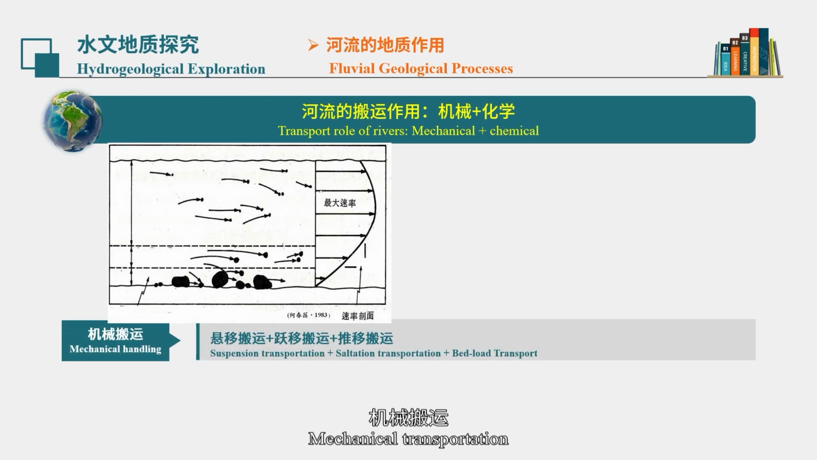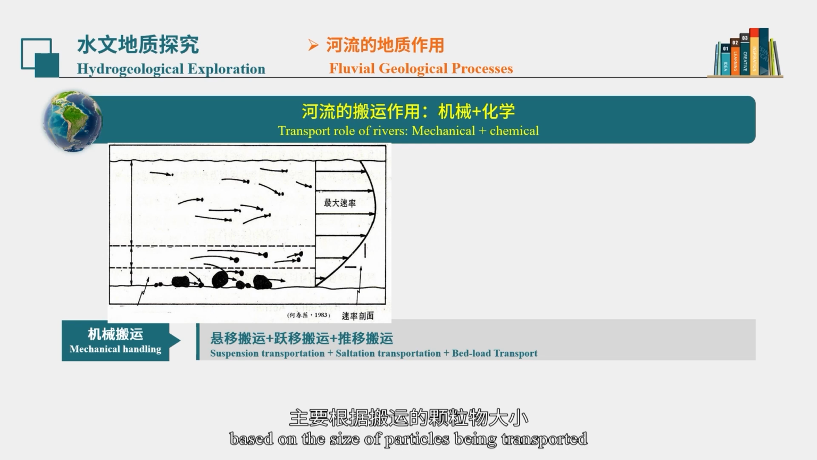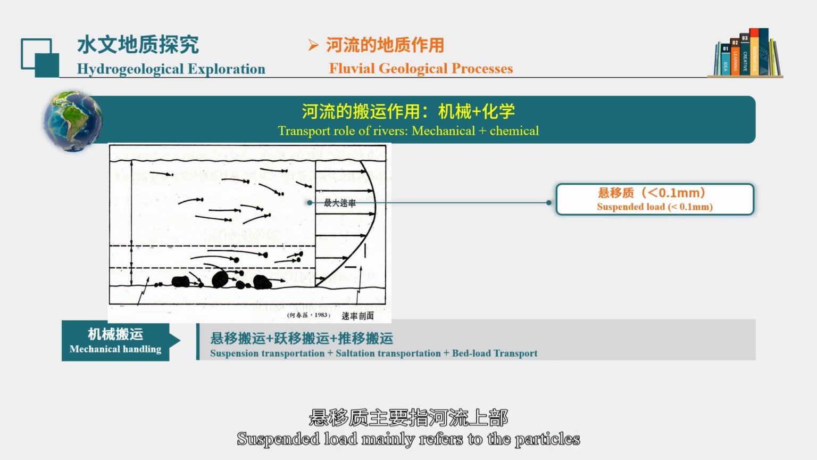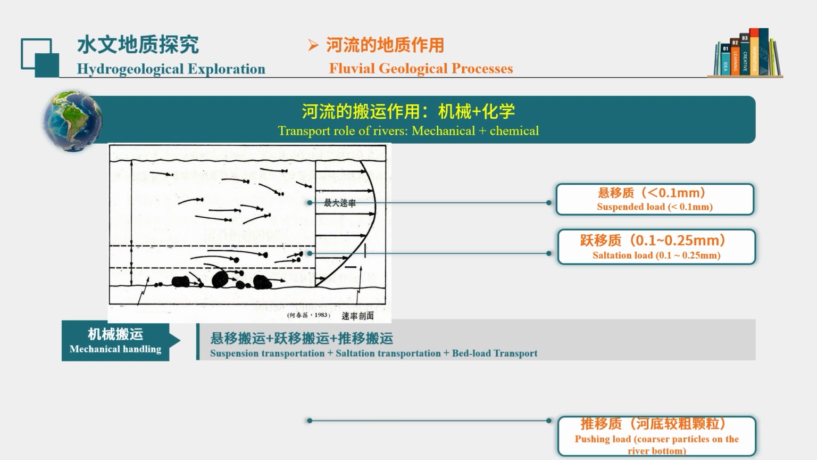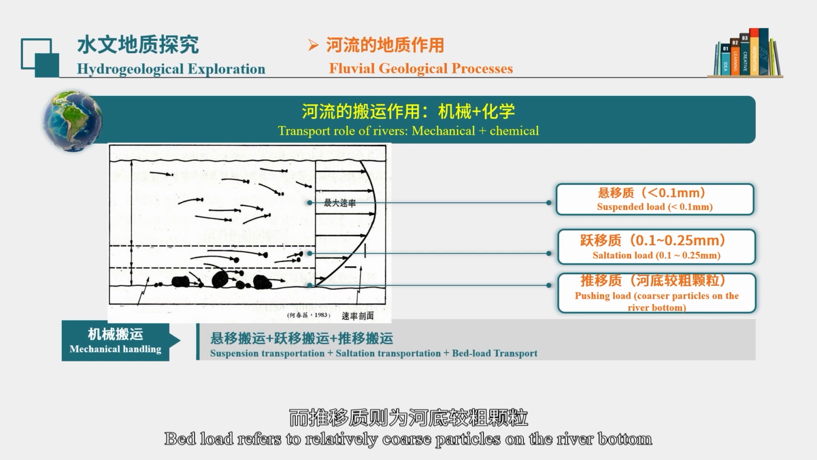Mechanical transportation can mainly be classified into suspended transportation, saltation transportation, and bedload transportation, based on the size of particles being transported. Suspended load mainly refers to the particles less than 0.1 mm in the upper part of the river. Saltation load mainly refers to 0.1–0.25 mm particles in the middle of the river. Bed load refers to relatively coarse particles on the river bottom.